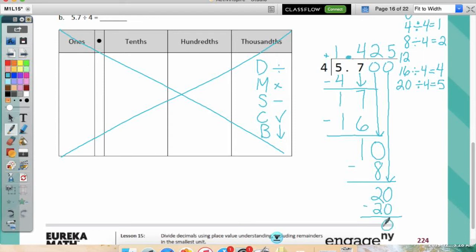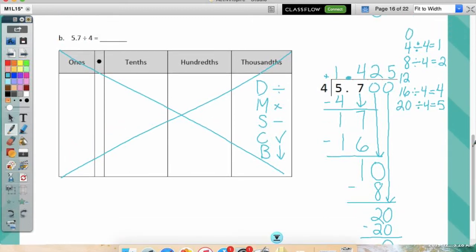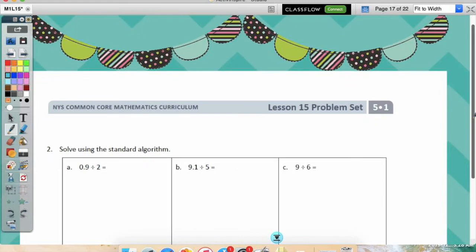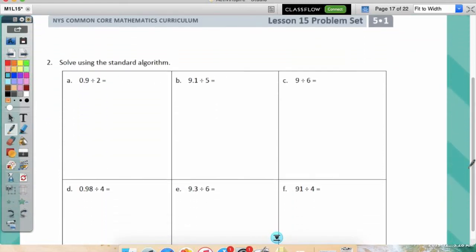Okay, my answer here is what? 1.425. Okay, I want to look at the next page. We're going to do one of those together for sure. It's B. We're going to do B together, and probably C. And that's it. And then you'll work with your partner on the rest, or if you have a group of 3, it's going to have to be a table group. All right? So let's go ahead and write B down.